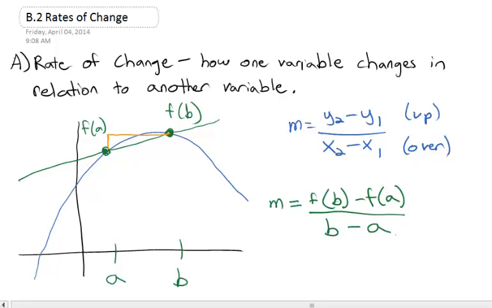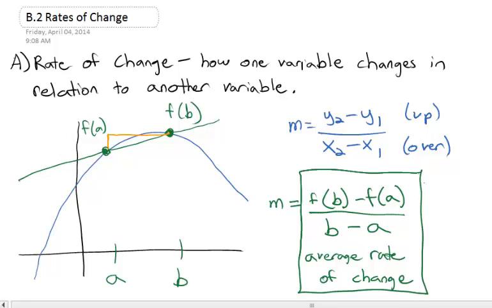This formula, f of b minus f of a over b minus a, we call this the formula for the average rate of change. On average, how fast is this function changing between a and b? This is going to be the key function to calculate the average rate of change.